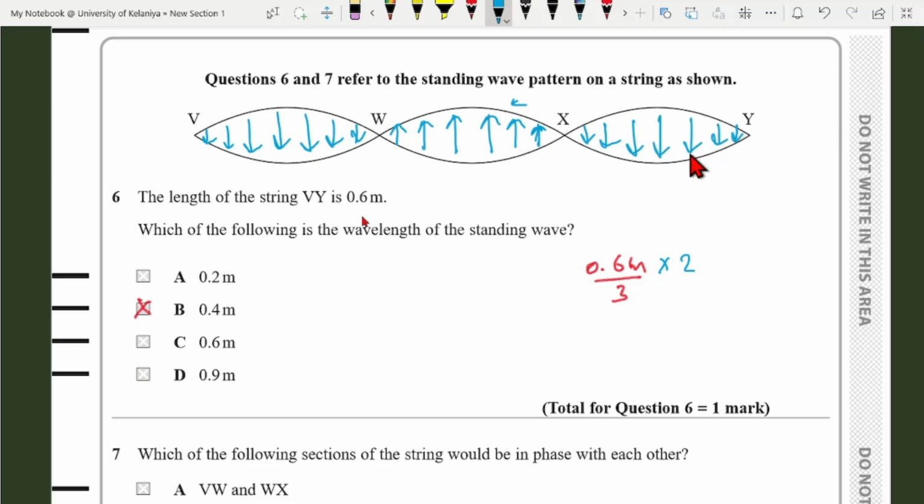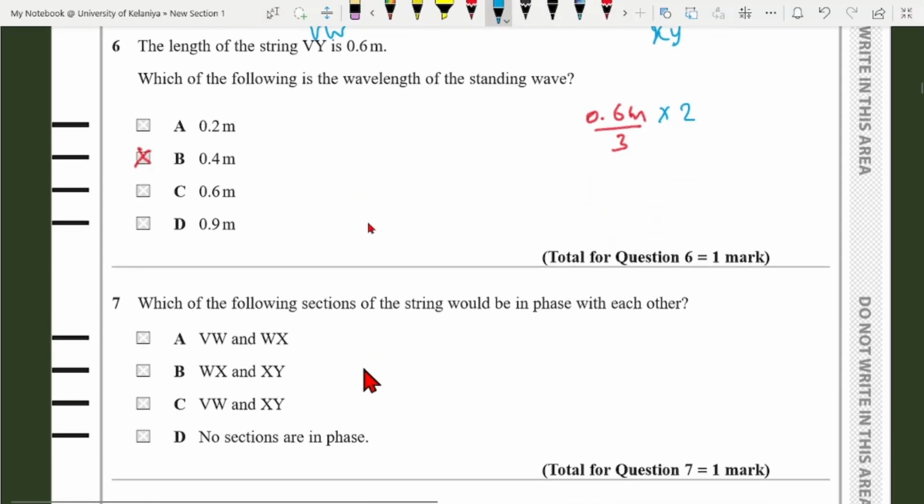Then you can conclude that the particles in the VW loop and the particles in the XY loop are moving in the same direction, so they are in phase, right, they are in phase. So the answer is C.